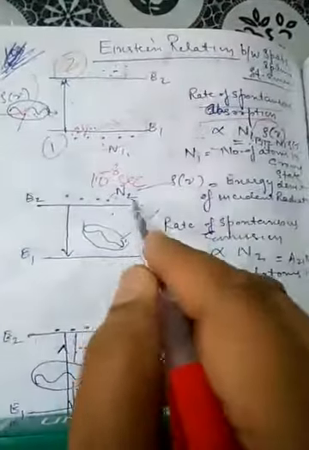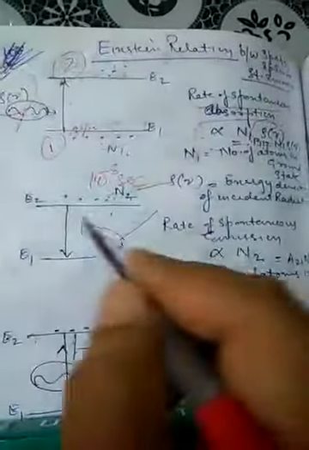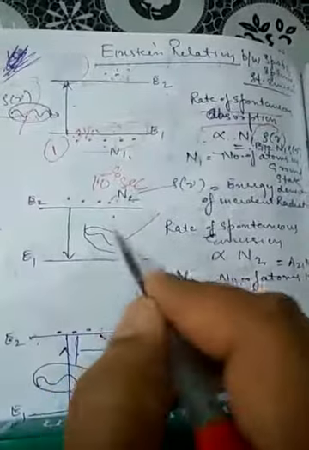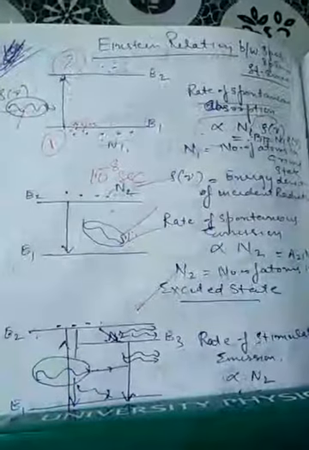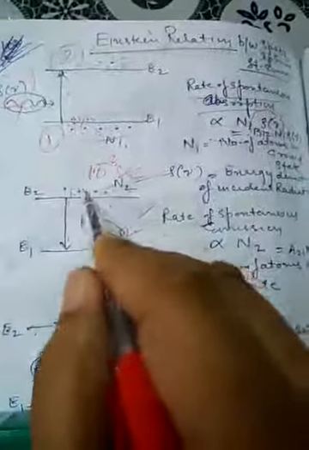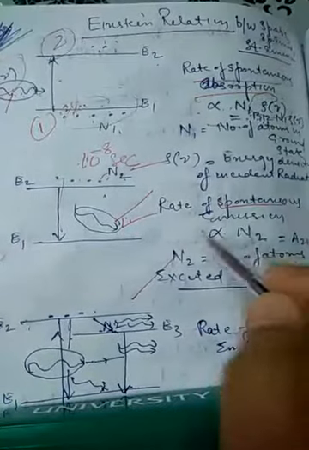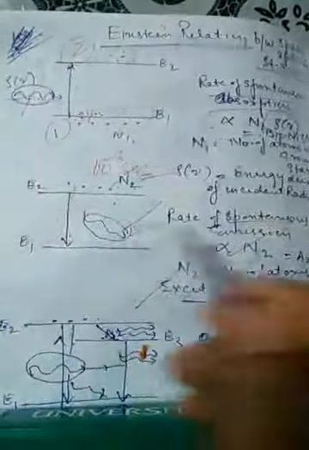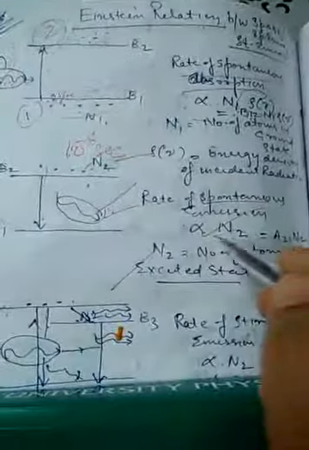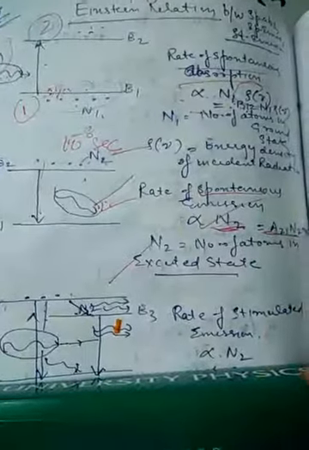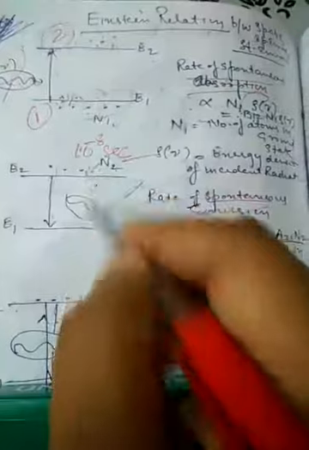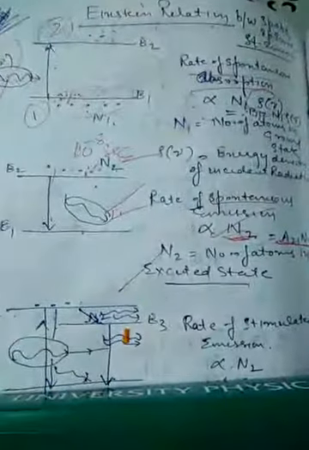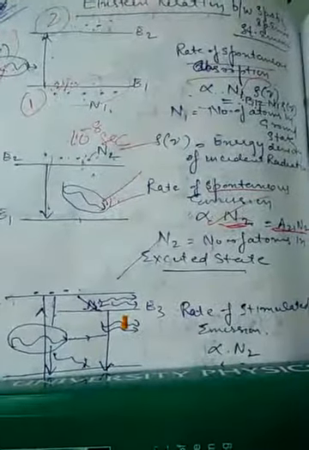Now let us say N2 is the number of atoms in the excited state. After de-excitation they emit energy as a photon. De-excitation depends only upon the number of atoms in the excited state. So the rate of spontaneous emission depends only on the number of atoms in the excited state, not on any other factor, because the atoms come out without any energy density. That means only N2 is there. So we will write A21 into N2. A21 means atoms are coming from the second state to the first state. So this is called spontaneous emission.